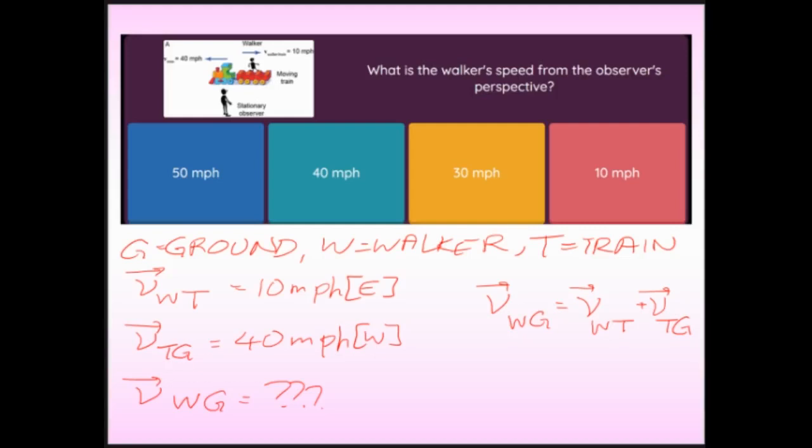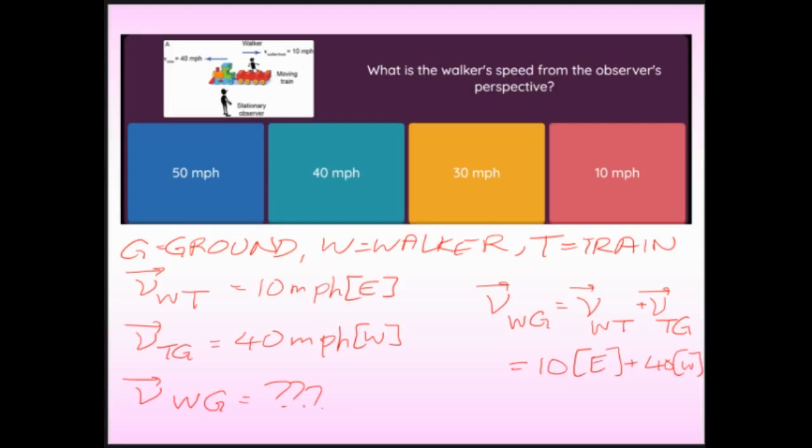Okay, Yasmin. Do I have both V_WT exactly and V_TG exactly? Yes. So am I just going to copy them for now? Yes, go ahead. Copy down whatever. That's why you put your inputs. So we're going to say equals 10 in the east plus what? 40 in the west. What does math tell me to do now?